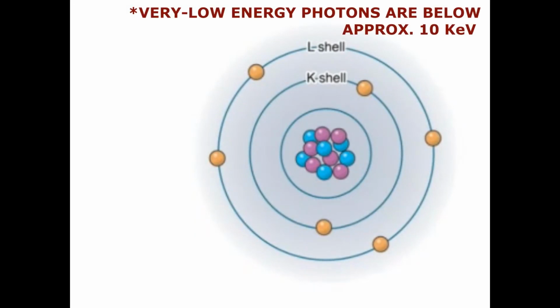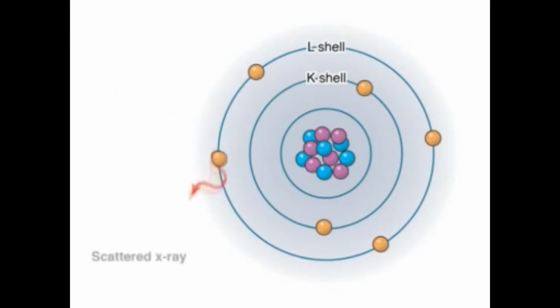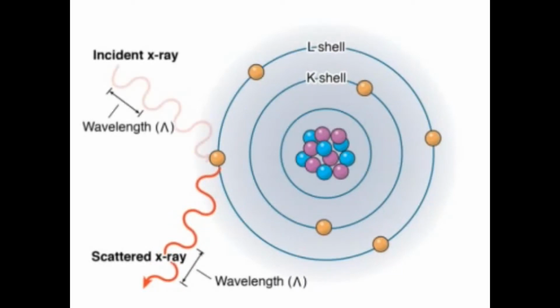When very low energy photons interact with electrons in an atom, it causes them to vibrate at the same frequency as the incident photon, which then causes the atom to release excess energy by producing a scattered photon that has the same energy, frequency, and wavelength as the initial photon, but it travels in another direction.